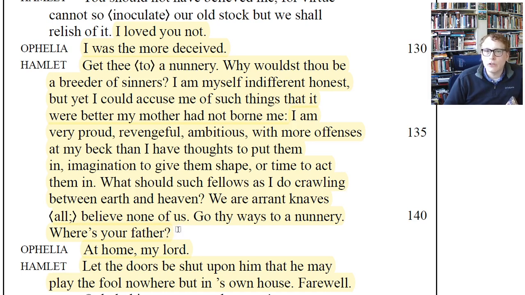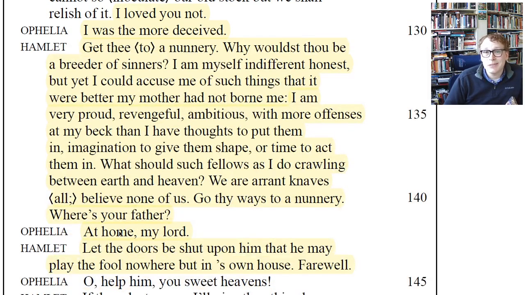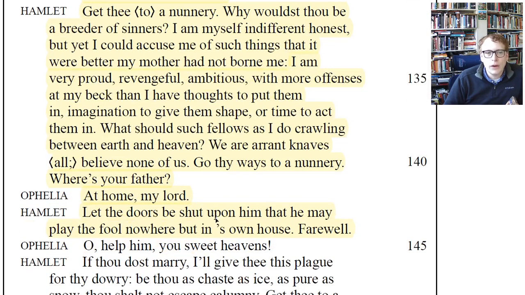And then here's the line, "Where's your father?" that we talked about earlier. And she lies. And he knows she's lying. "At home, my lord." And here's where at some point he kind of loses it. "Let the doors be shut upon him, that he may play the fool nowhere but in his own house." Lock him up. "Farewell."